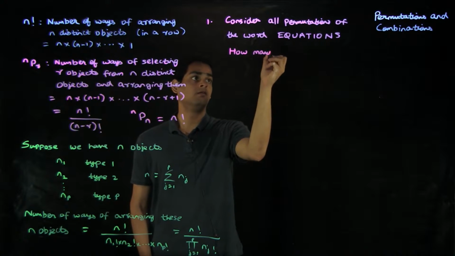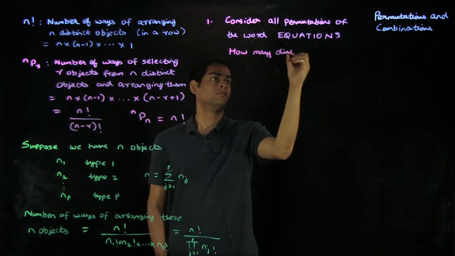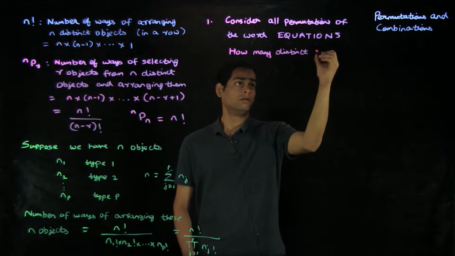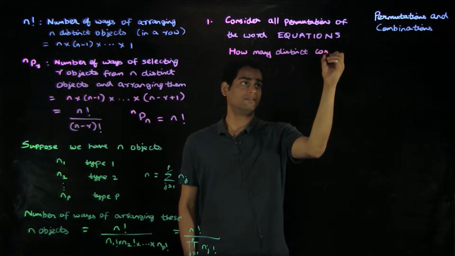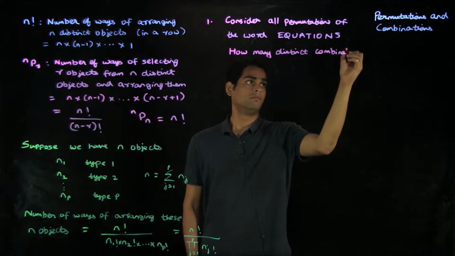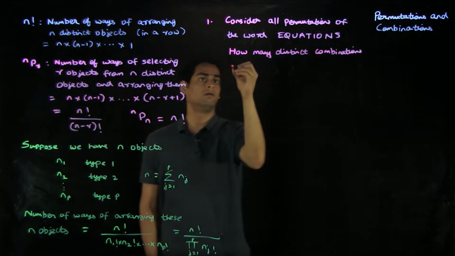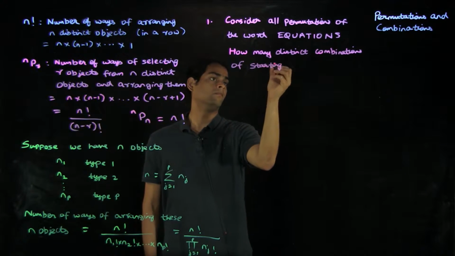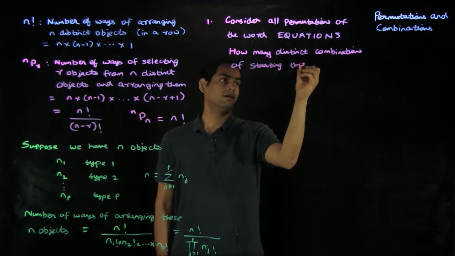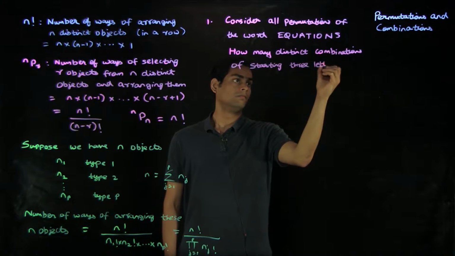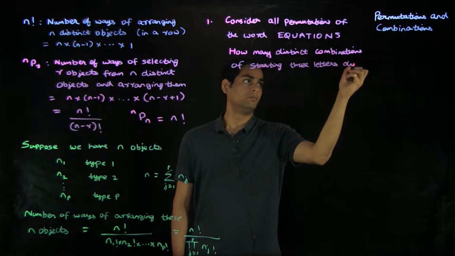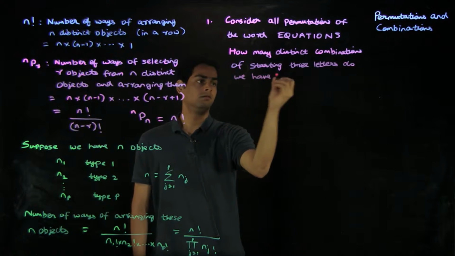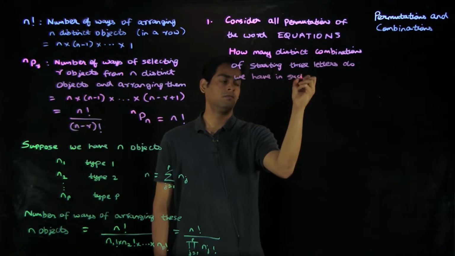how many distinct combinations of starting 3 letters do we have in such permutations?